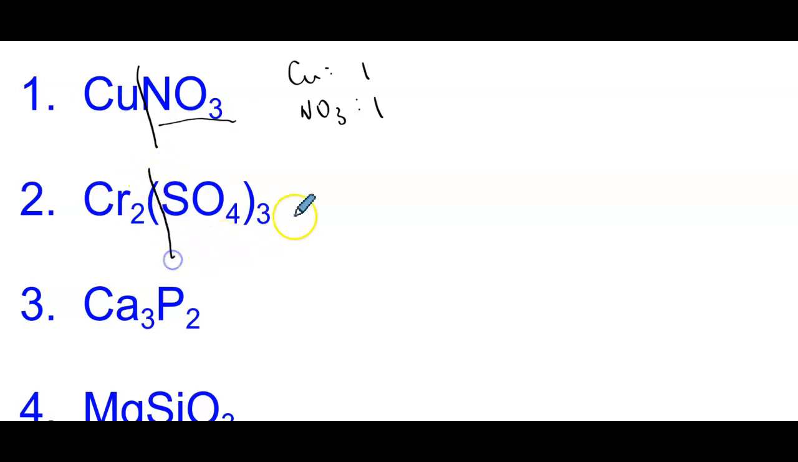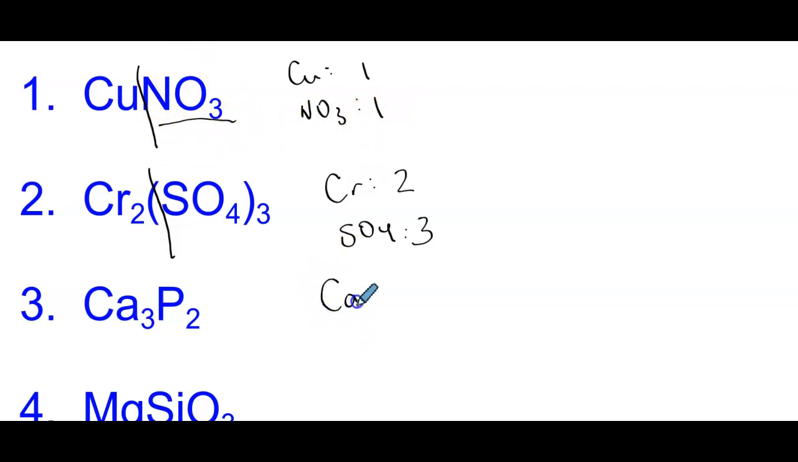So here we're going to split this. We have Cr and we have SO4. Those are our two pieces, right? We have a mono and a poly. This is mono, this is poly. This 2 tells me I have 2 Crs, and this 3 says I have 3 of this unit. Up here there was no parentheses. That's why there was only one NO3.